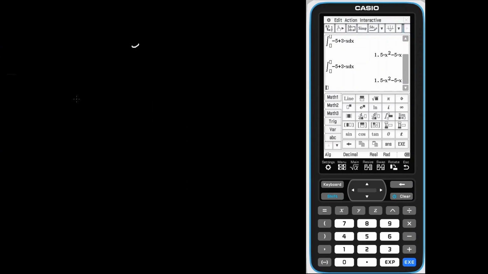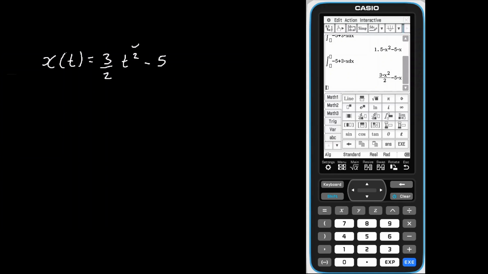So let me go back to white. x of t is equal to, and we can say 1.5. I'm just going to put it in standard to make my life a little bit easier. So I've got 3 on 2 t squared minus 5t plus c. But now I'm given a point here. I am given the point, so the initial position is 2 kilometers. So this is equal to 2.